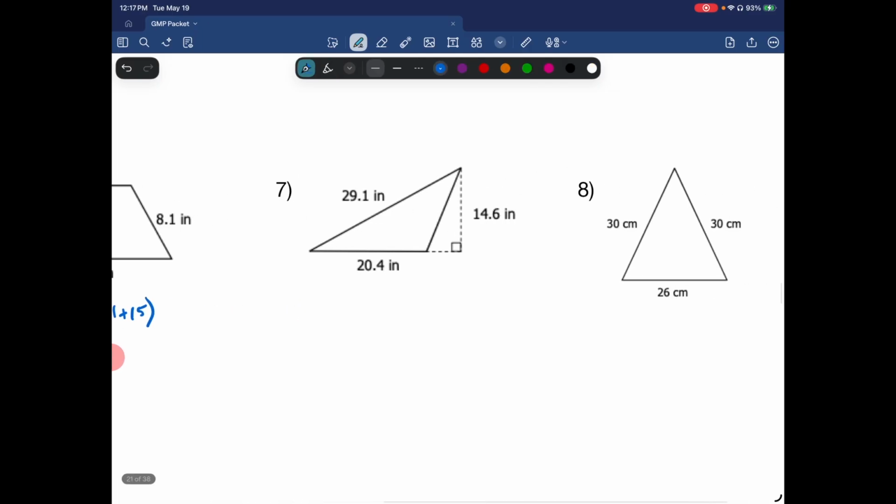Okay. And so again, the base and the height always form a right angle. So sometimes the right angle inside of a triangle doesn't come inside the triangle.